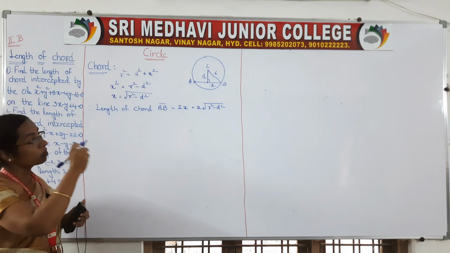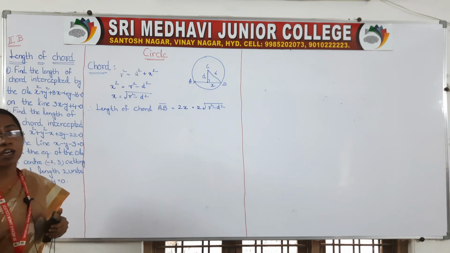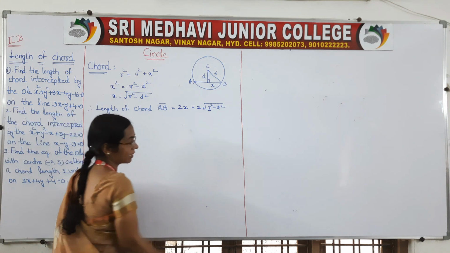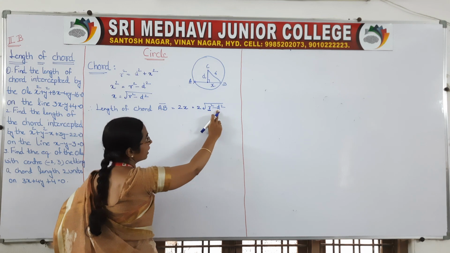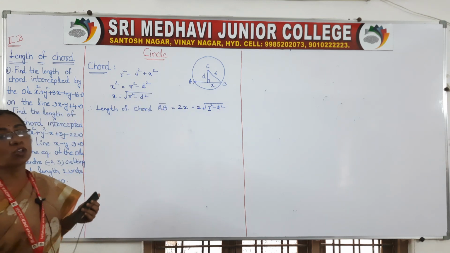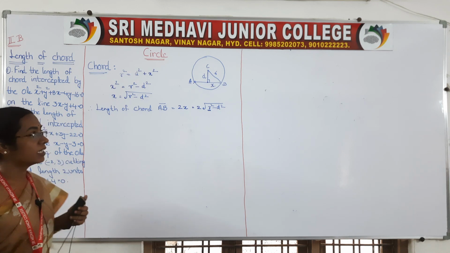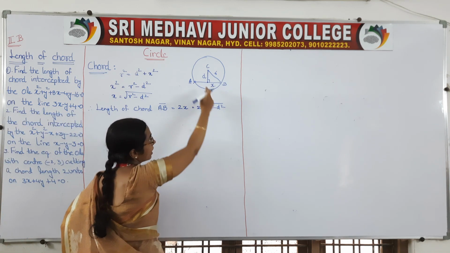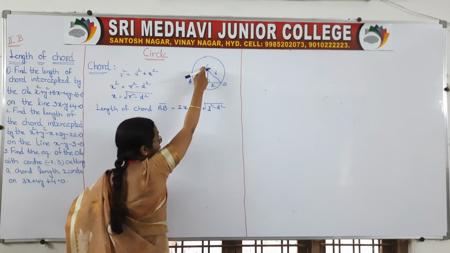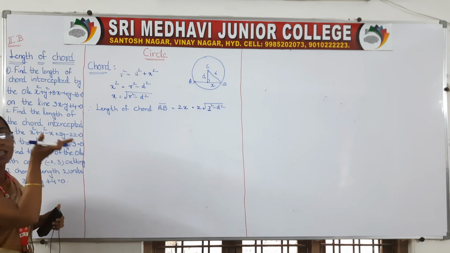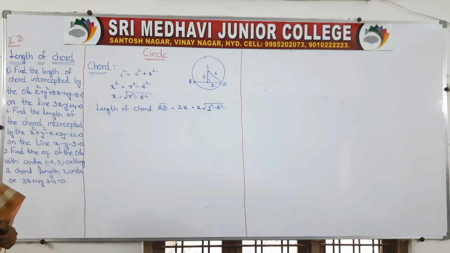That means to get our length of the chord, we need two things. One is the radius of the circle, and another one, d, is the perpendicular distance from center to the chord, right? One is r we want, and another one is d, the perpendicular distance from center to that chord. So this is the formula for length of the chord.